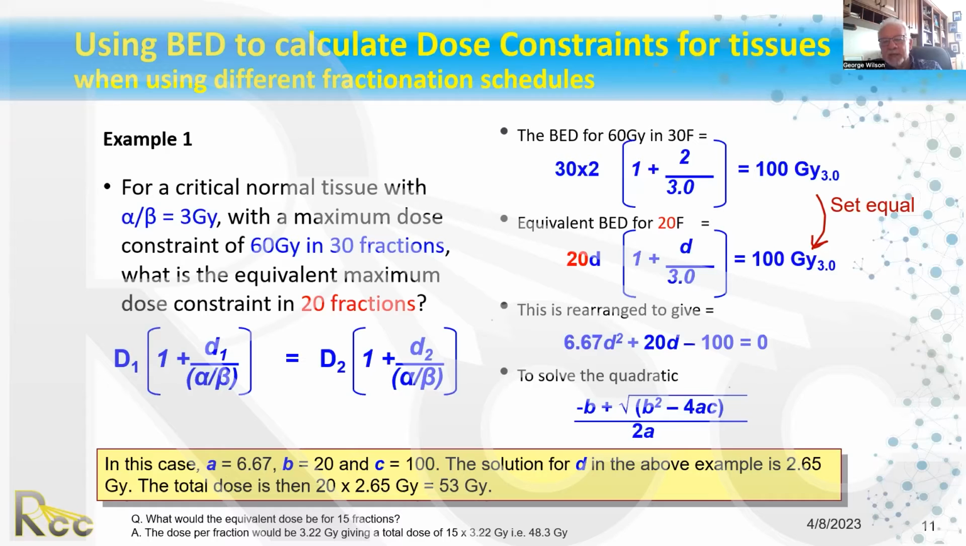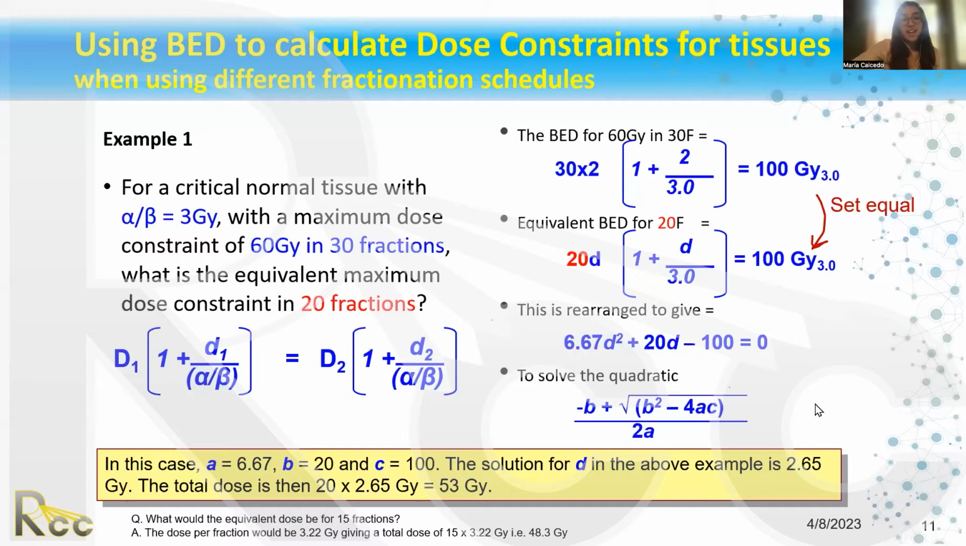Again, what it's showing you is how you calculate an isoeffective schedule based on a standard schedule, or this could be any schedule you're comparing it to. So again, this is the complex part of the BED, is solving these equations. Down here, I can't read it because something's in the way. What would be the equivalent for 15 fractions? And again, you would go through the same analysis, 15 fractions in here, and then you would get 3.22 gray, giving you a total dose of 48.3 gray.